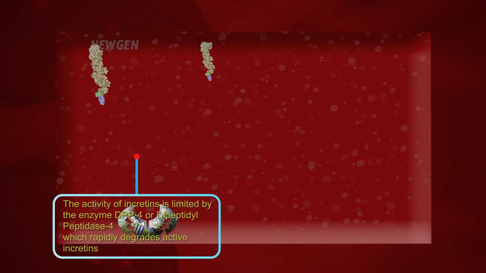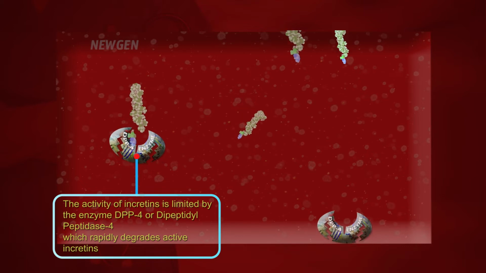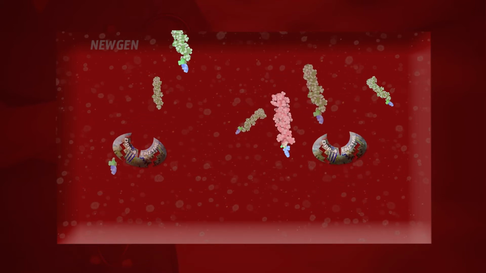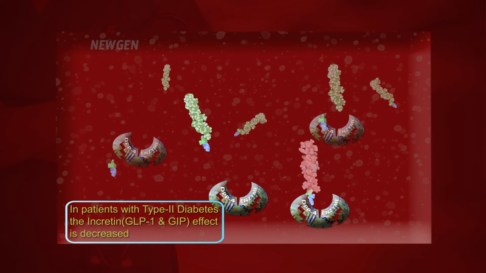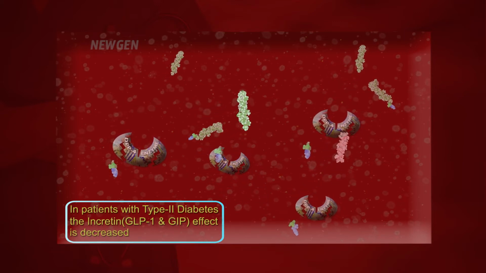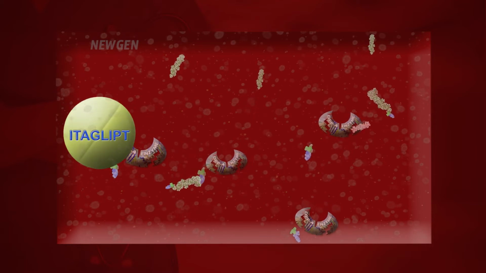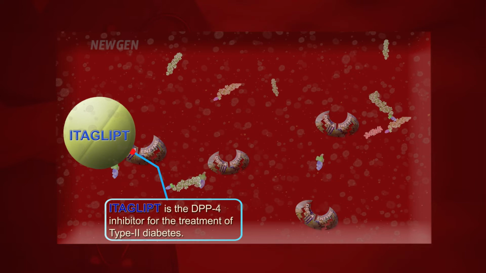The activity of incretins is limited by the enzyme DPP4, or dipeptidyl peptidase 4, which rapidly degrades active incretins. In patients with type 2 diabetes, the incretin effect is decreased. Sitagliptin is the DPP4 inhibitor for the treatment of type 2 diabetes.